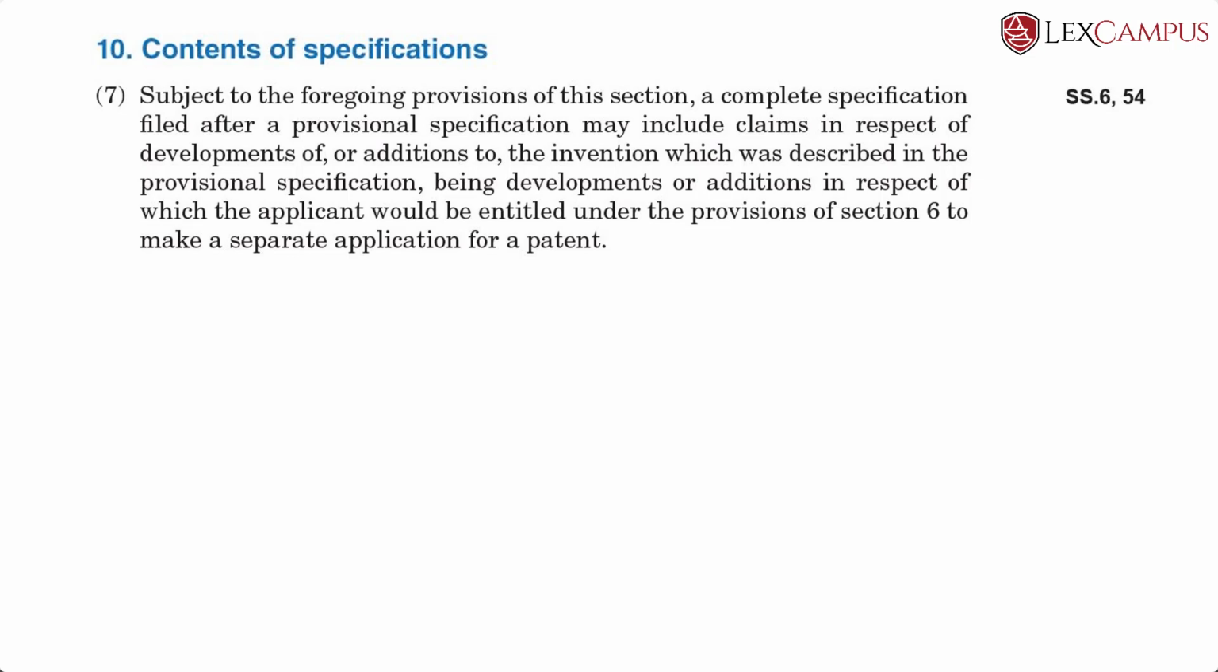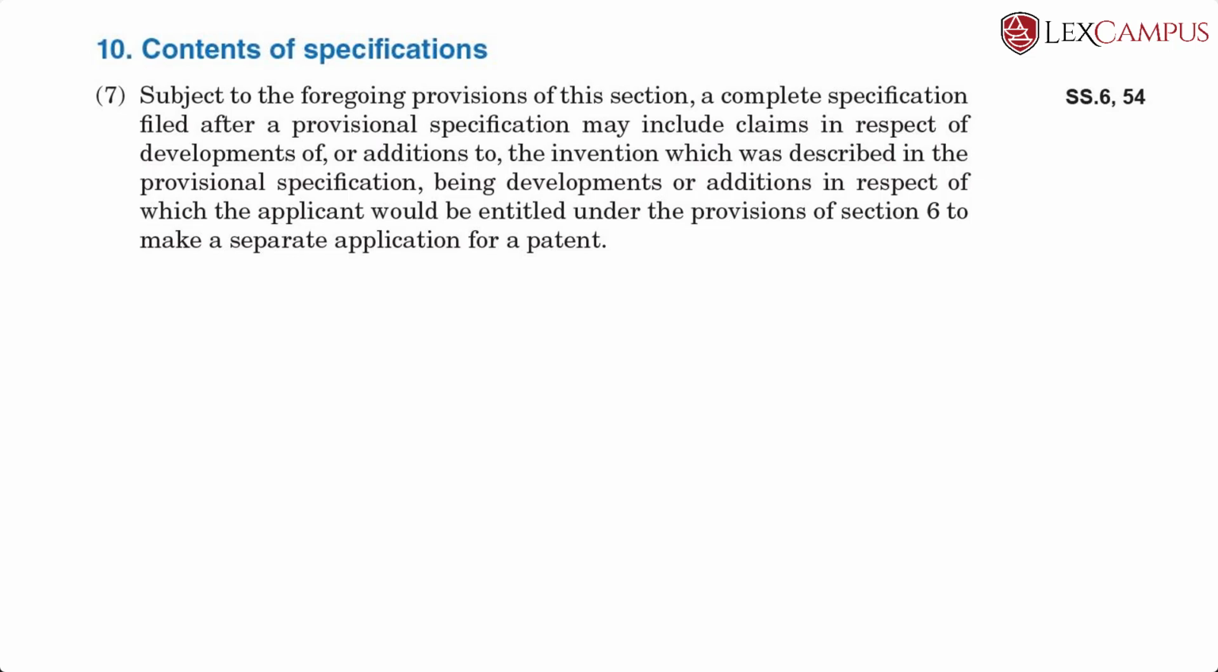The claims that are filed in a complete specification, so far as they are fairly based on a disclosure mentioned in a provisional specification, will get the priority of that disclosure. So, subsection 7 tells us that once a provisional specification is filed and is followed up by a complete, any development or improvement or addition made after the filing of the provisional specification can be claimed in the complete specification, but it will have a different priority date.